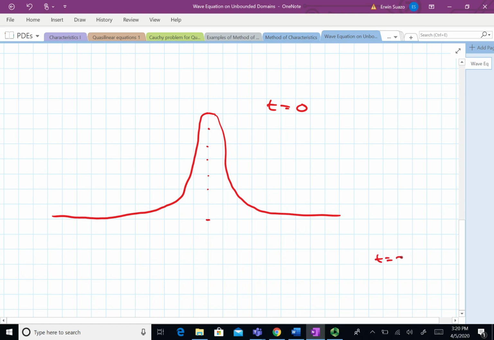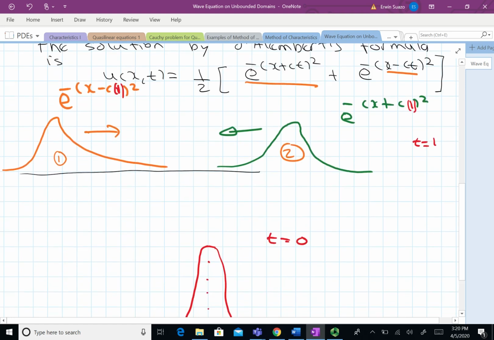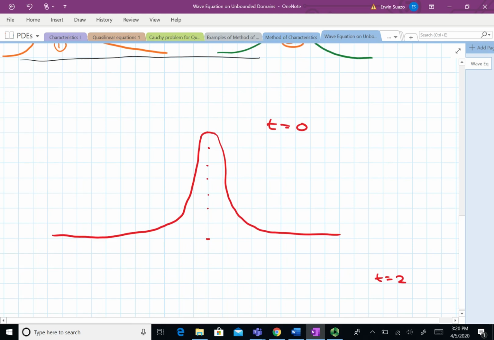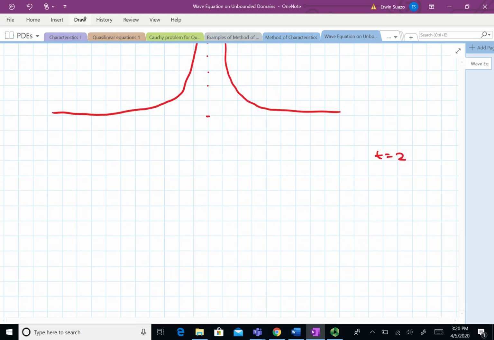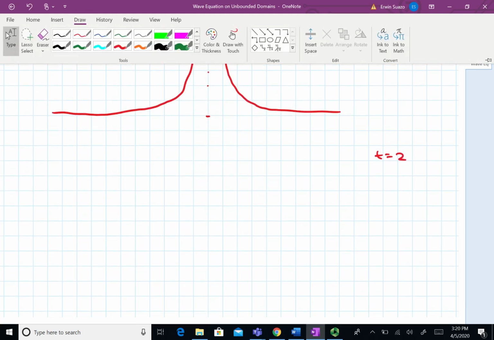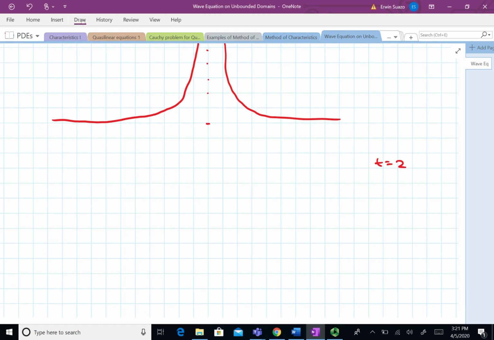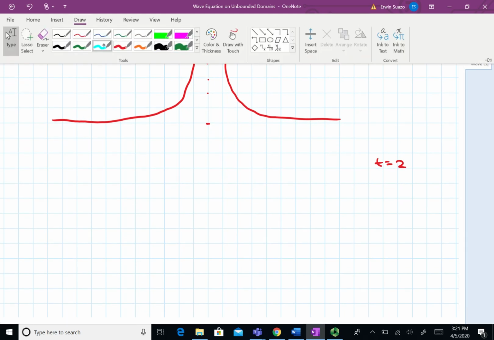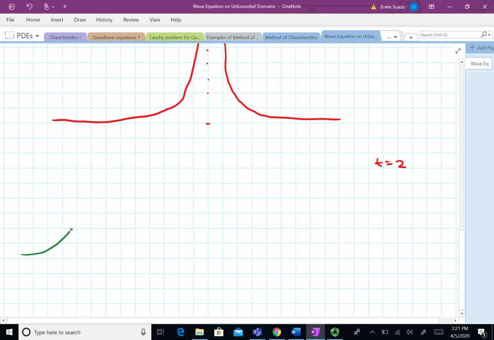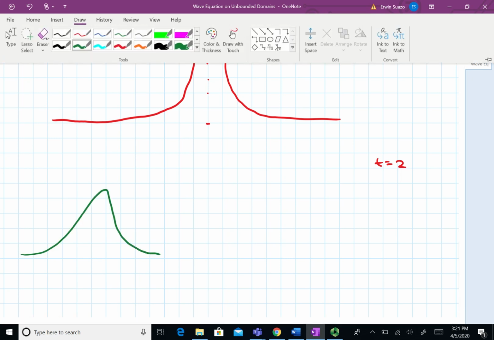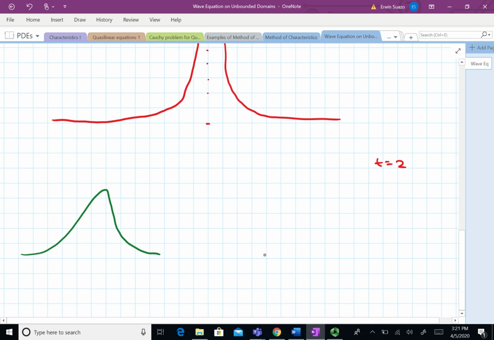At t equals 2, the green one moves to the position on the other side, and the green and the orange move to the other side. So basically I have something similar to what I had before. And that's what is called the wave equation, because it simulates this behavior. So now I'm going to have green color on the right, and now my orange is going to be on the other side. Okay, this is at time 2.